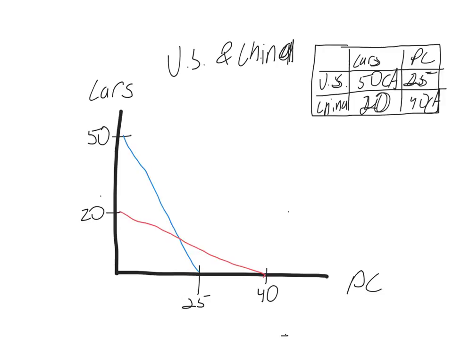So if each country made their products in respect to what they have in comparative advantage, they can trade with one another. In the U.S. it costs 2 cars to make a computer, and in China it costs 2 computers to make a car. So if the U.S. trades 2 cars for 1 computer, and in China they trade 2 computers for 1 car, then both countries will manage to benefit from the trade.